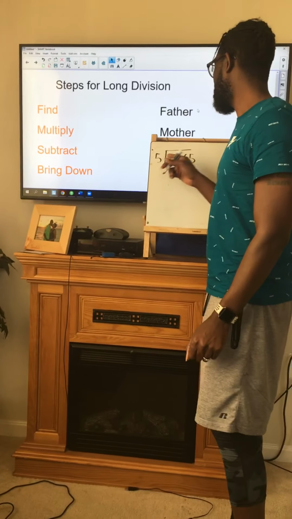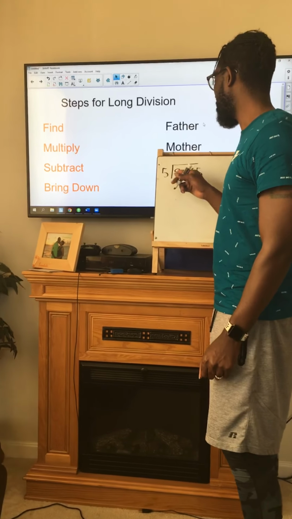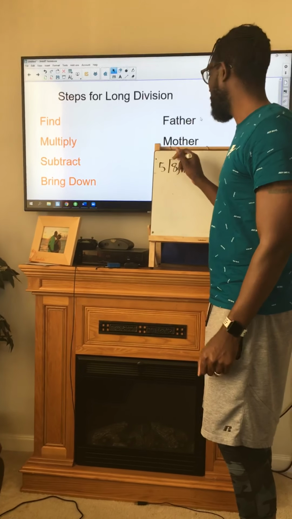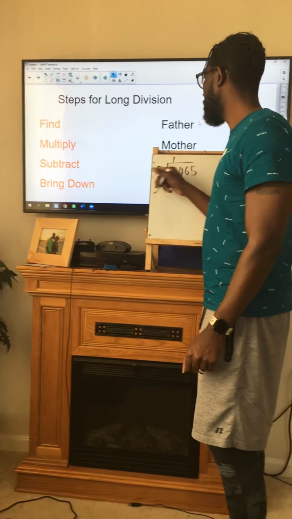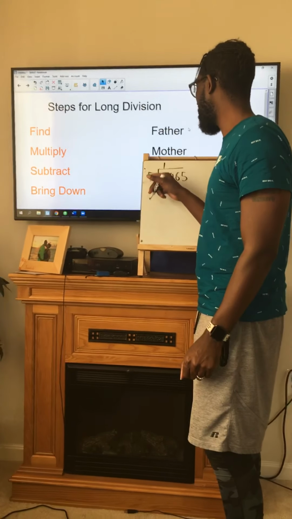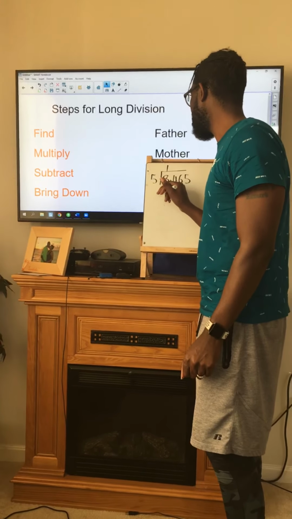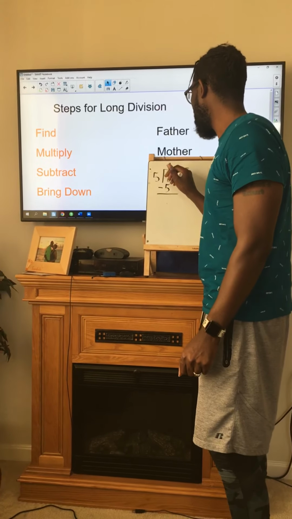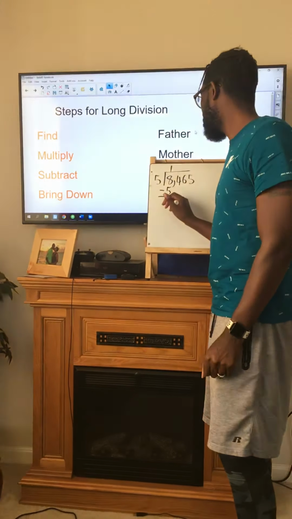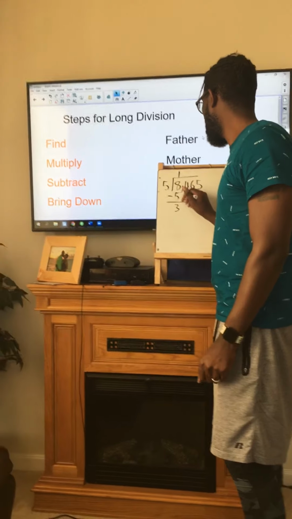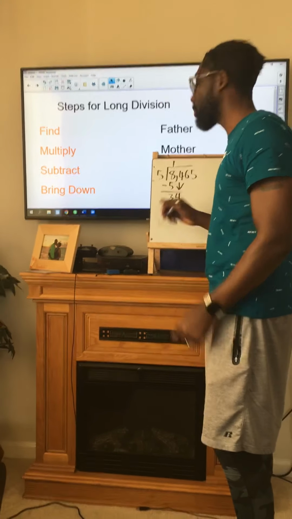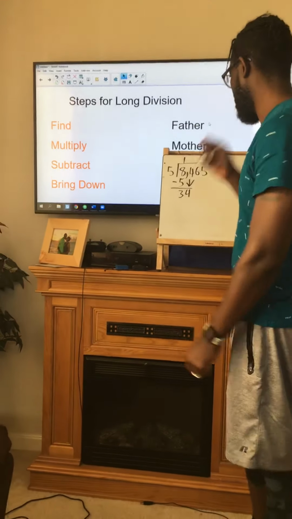My father tells me to find how many groups of 5 I can make. In 8, I can make one equal group. Then my mom says multiply. 5 times 1 equals 5. Sister says subtract. 8 minus 5 gives me 3. Bring down my 4. And then I'm going to repeat the process.